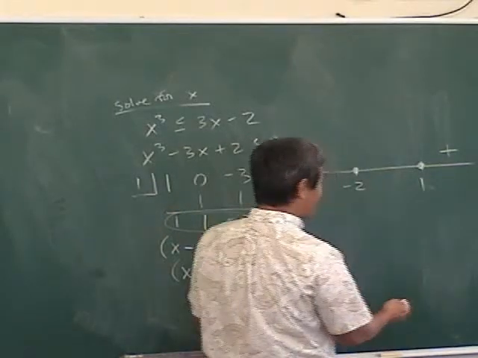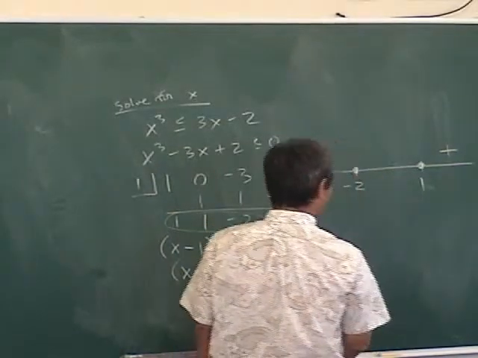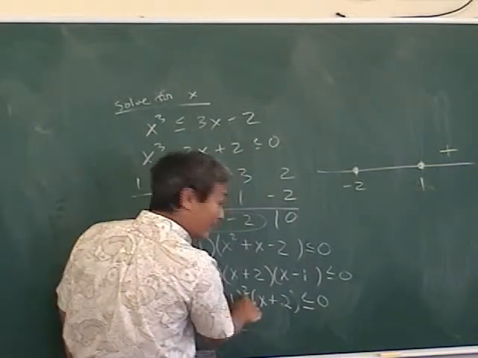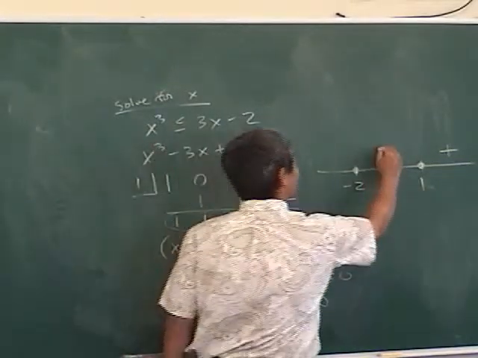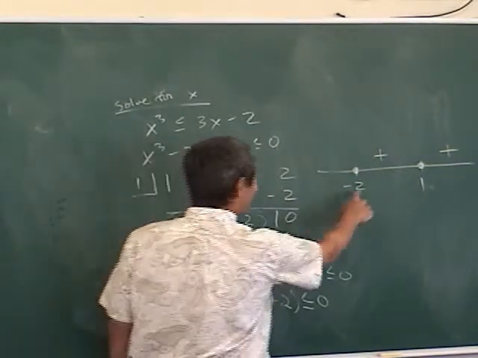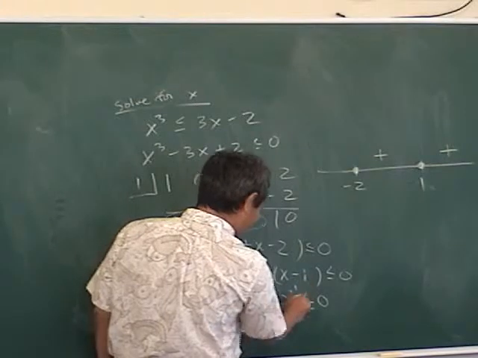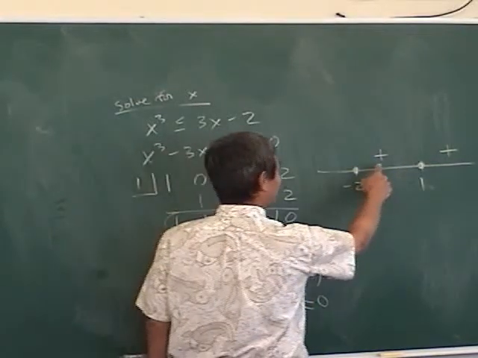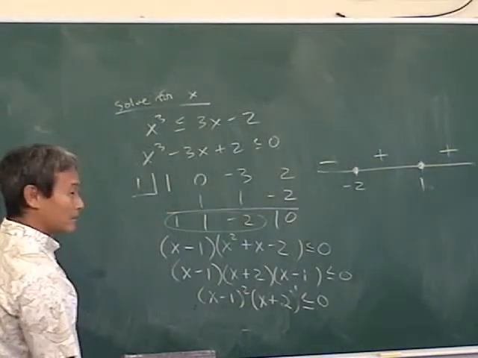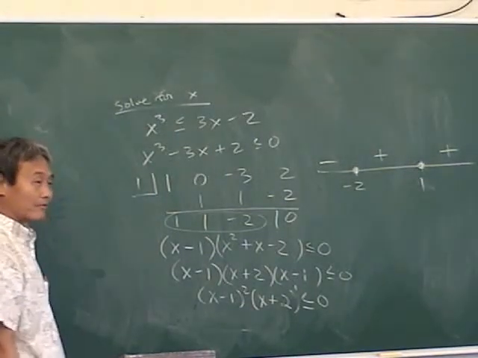Now do you want to use the shortcut or just plug in numbers? The shortcut: 1 came from this factor, which has an even power, so the sign stays the same. The graph bounces there, that's why it stays the same. Negative 2 came from this factor, it has an odd power, so it changes. You guys remember that shortcut?